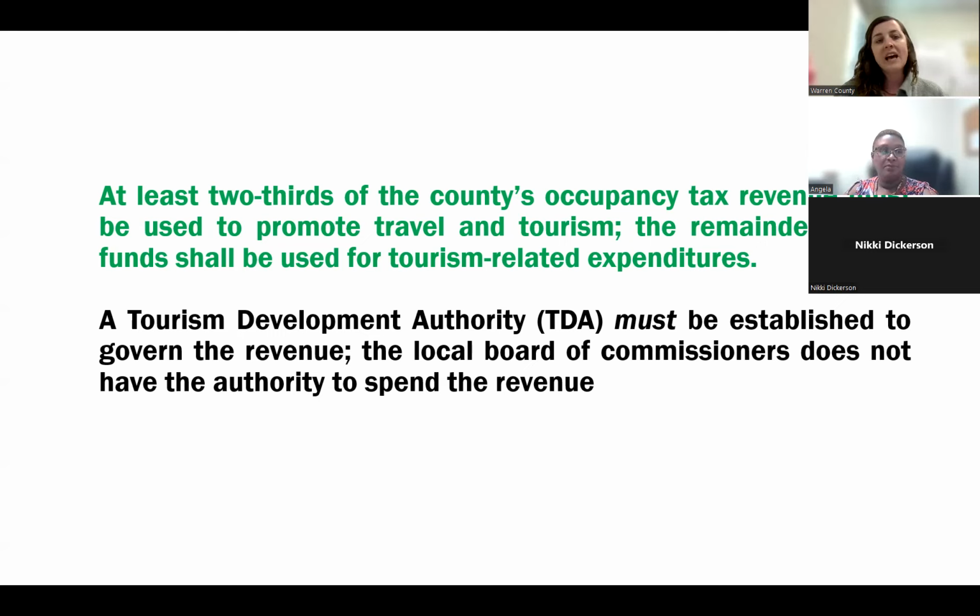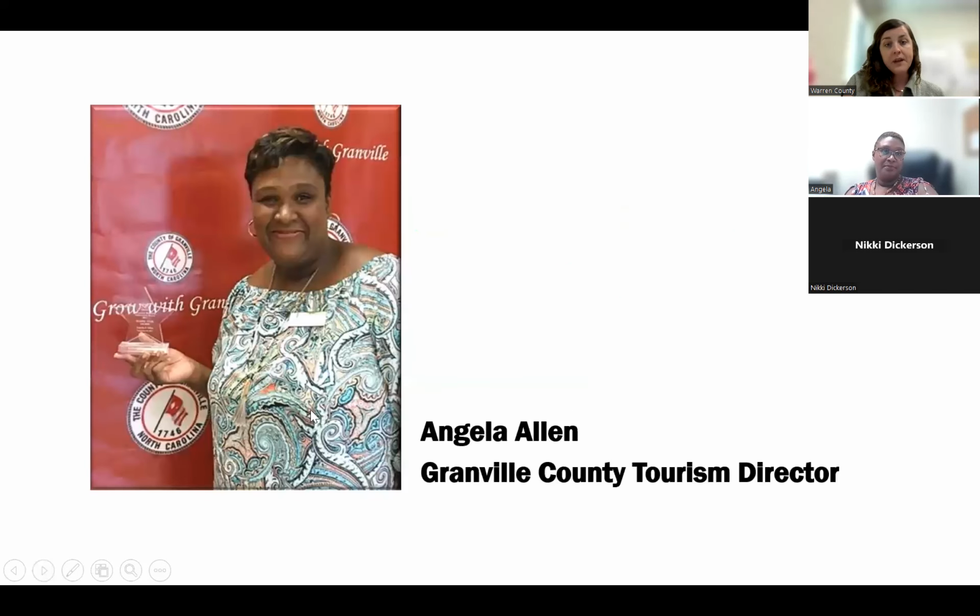Also, we have to have a tourism development authority to govern the revenue. The local Board of Commissioners is responsible for passing the occupancy tax, and they are responsible for creating the TDA. However, once that happens, that TDA is an entity all on its own, and they are responsible for saying how the revenue is spent. We'll come back to that, answer any questions a little bit later.